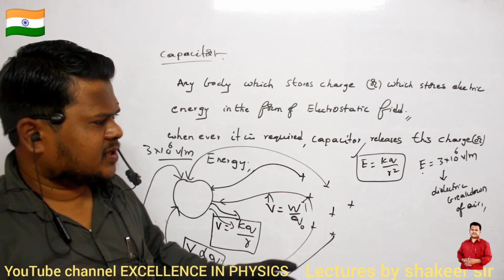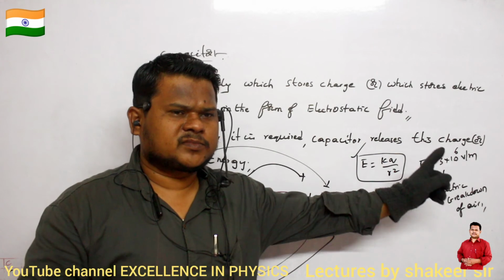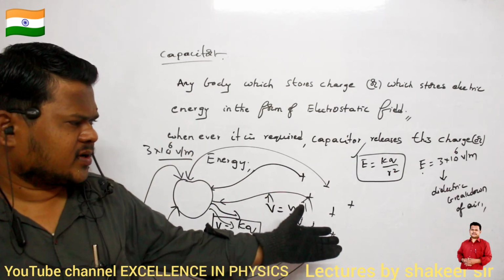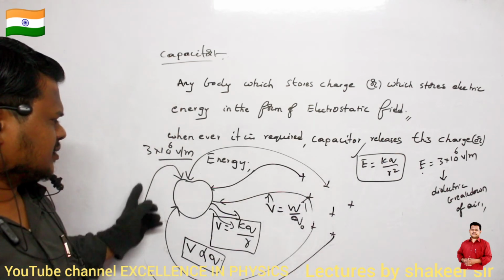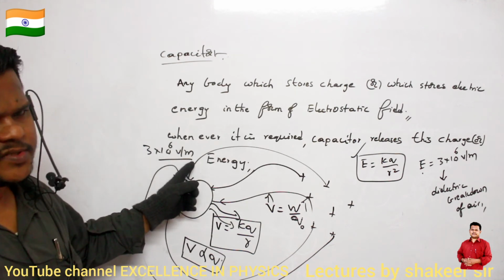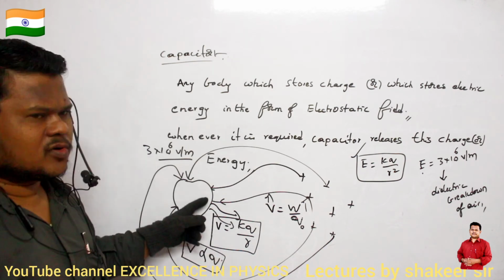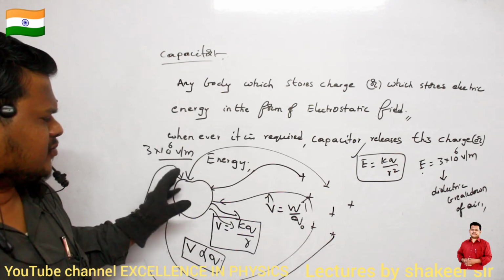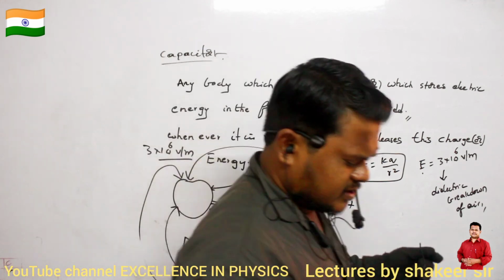So what is the limit? The limit is until the conductor's electric field becomes 3 into 10 power 6 volts per meter. That is the meaning of this one. Now you write this information in your own words. You can write: if I add one charge such that the electric field around this conductor becomes 3 into 10 power 6 volts per meter, then dielectric breakdown of air happens. So as you go on adding, the charges will be leaked into the atmosphere, and the electric field of this conductor remains 3 into 10 power 6 volts per meter. So write this in your own terms.